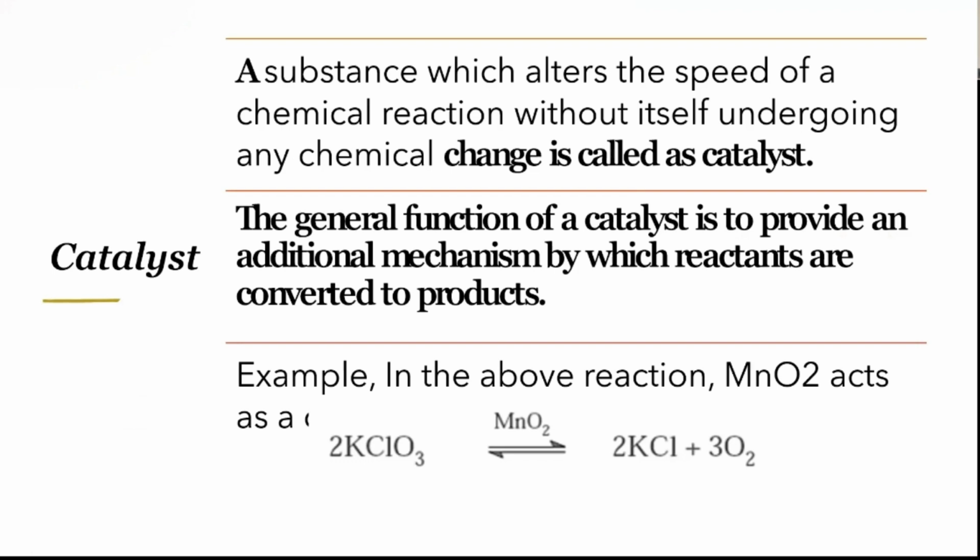Now, how does it do that? The general function of the catalyst is to provide an additional, or we can say an alternative, mechanism by which the reactants are converted to products. We must also understand that even without the catalyst, the reaction can occur. So the catalyst does not initiate the reaction. For example, in the decomposition of potassium chlorate, manganese dioxide acts as a catalyst. Even without manganese dioxide, the reaction can occur, but here it is acting as a catalyst, so the reaction rate is going to be fast.